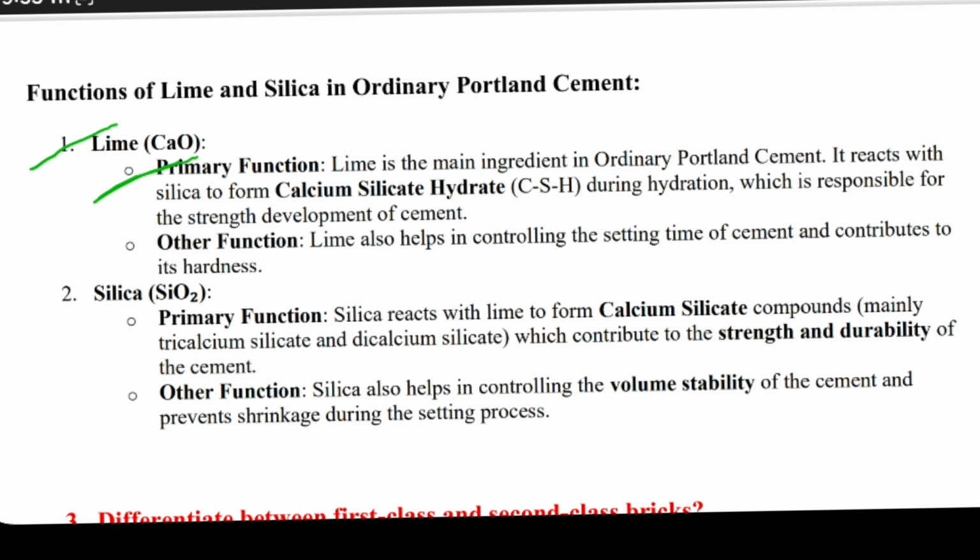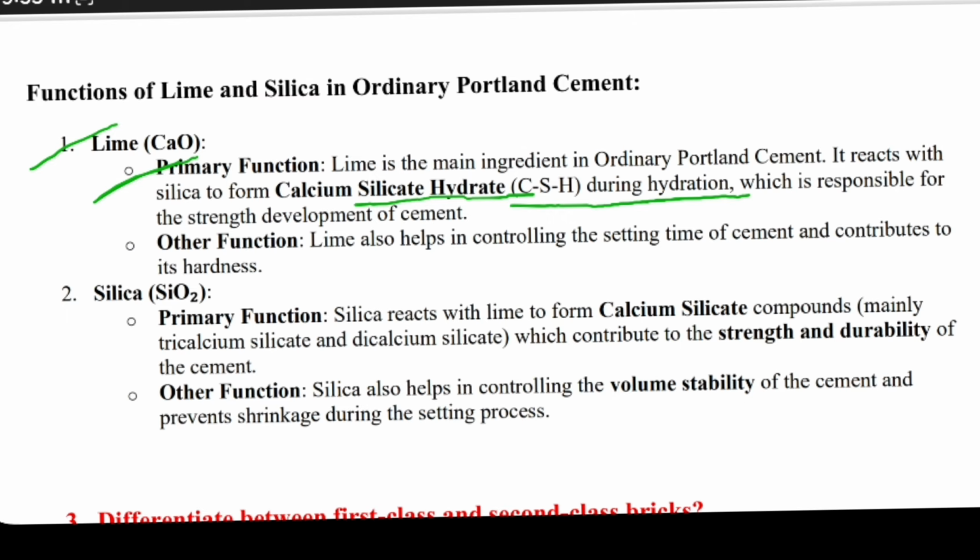The silica should be present in the cement. It is in the form of calcium silicate hydrate, which we call CSH, formed during hydration. So this formation takes place.